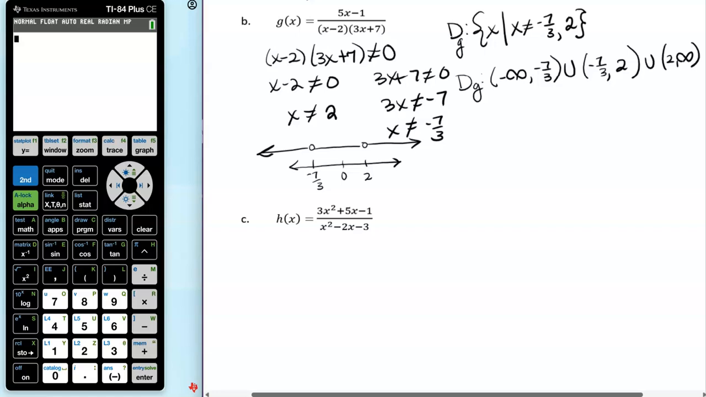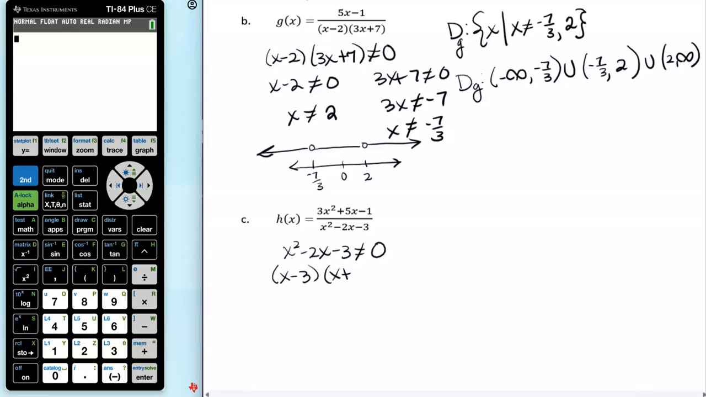The last one on this page, C, gives us h of x, which has a quadratic in the numerator and a quadratic in the denominator. So the denominator cannot equal 0. And you can find where that function cannot equal 0 a variety of ways. You can factor it, where x minus 3 times x plus 1 cannot equal 0.